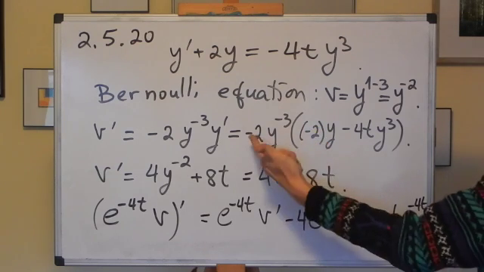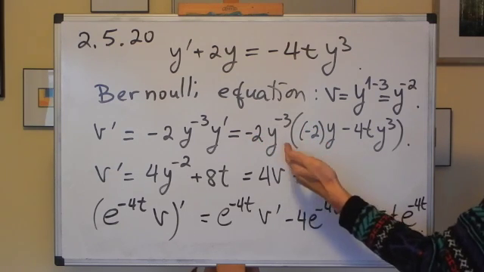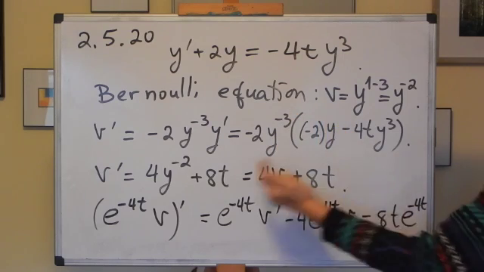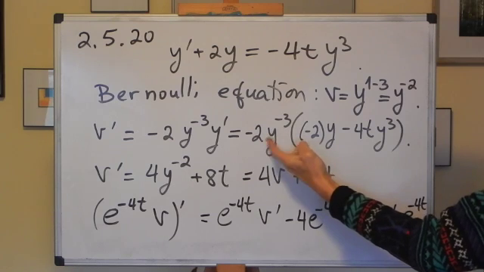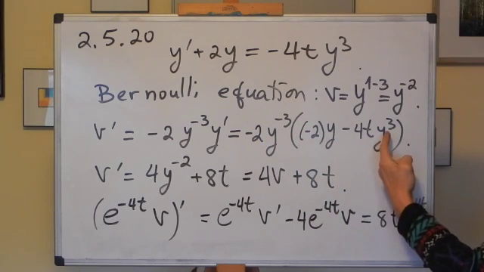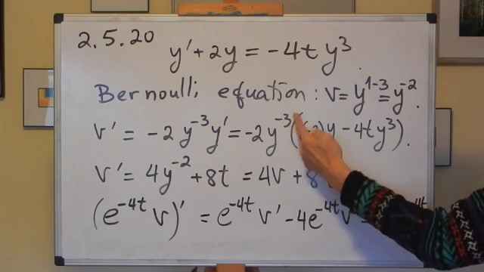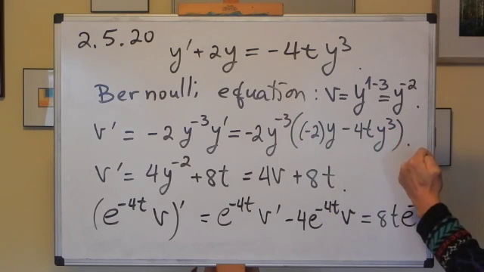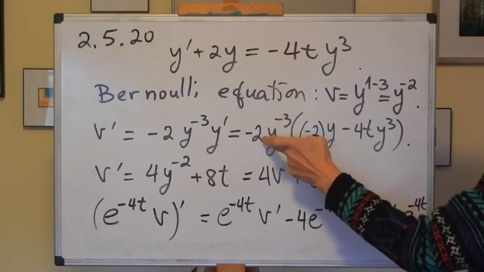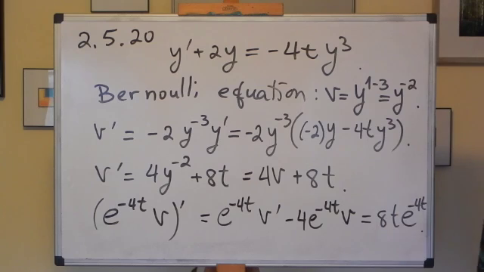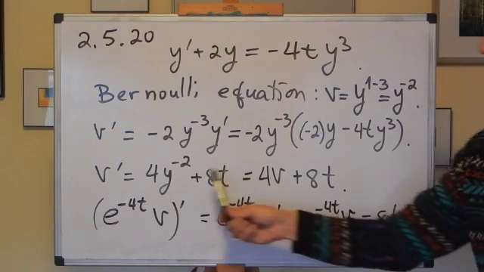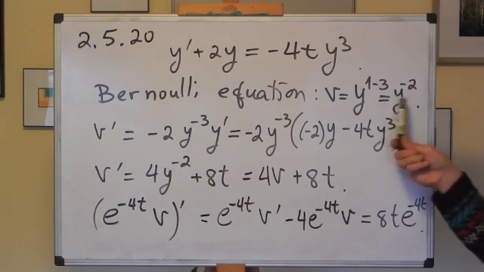We have minus 2 times minus 2 is plus 4 times y to the negative 2. And then we have minus 2y to the negative 3 times minus 4t y to the positive 3. So the y to the negative 3 and y to the 3 cancel, and we have minus 2 times minus 4 is 8t. Well, that's wonderful because y to the negative 2 is v.